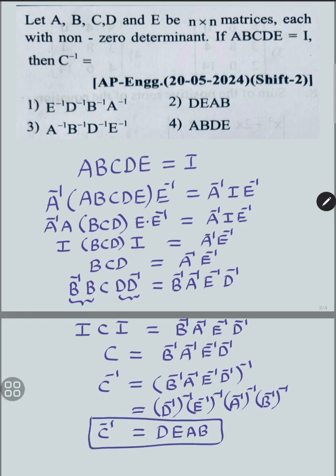It is there in the second option, dear students. I hope everyone understands.